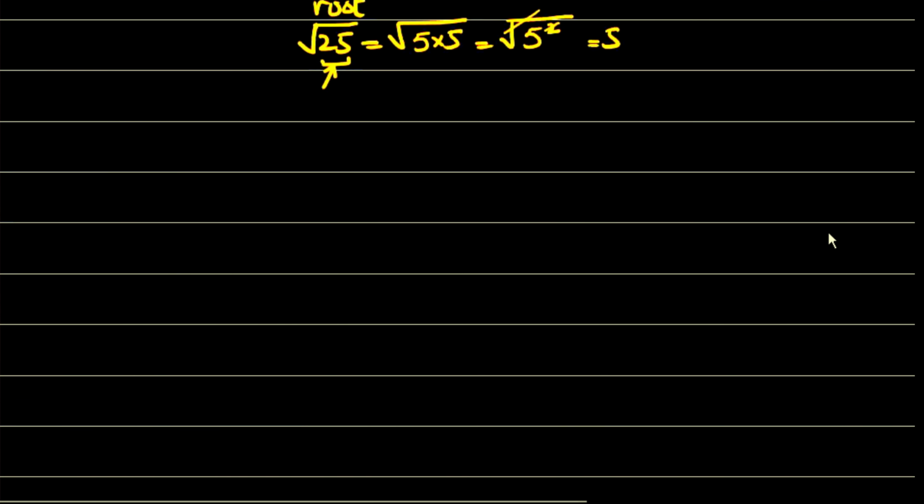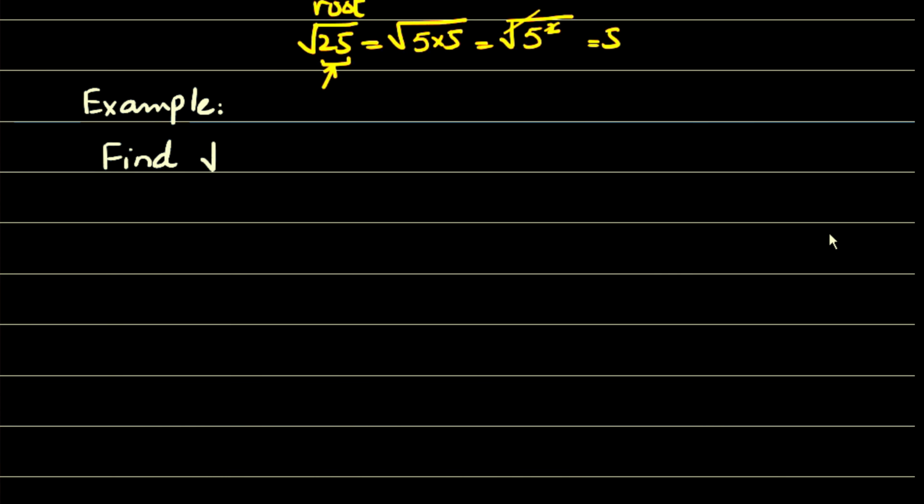Okay. Let's take an example now. As per the example, we have to find the under root of 324. We have to find the square root of 324 by using prime factorization.